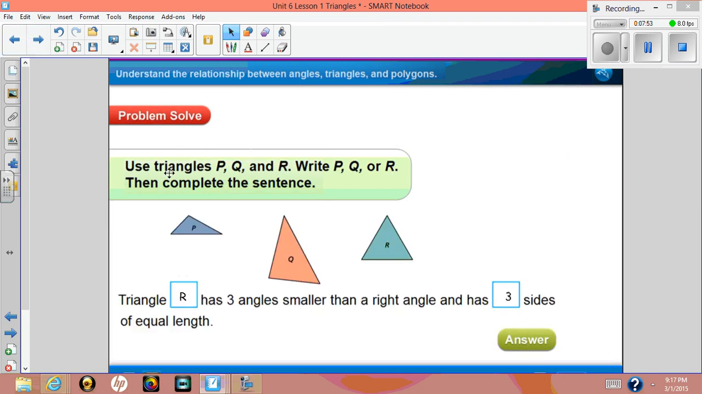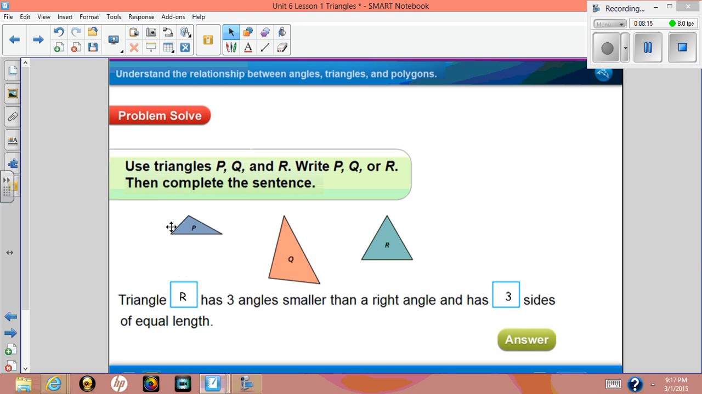Now let's look at this last problem. It says use triangles P, Q, and R. Write P, Q, or R, then complete the sentence. It says triangle R has 3 angles smaller than a right angle and has 3 sides of equal length. Let's see if we're correct.